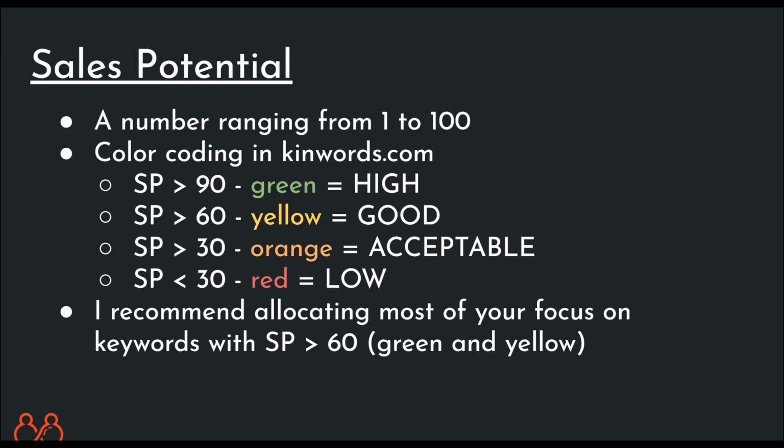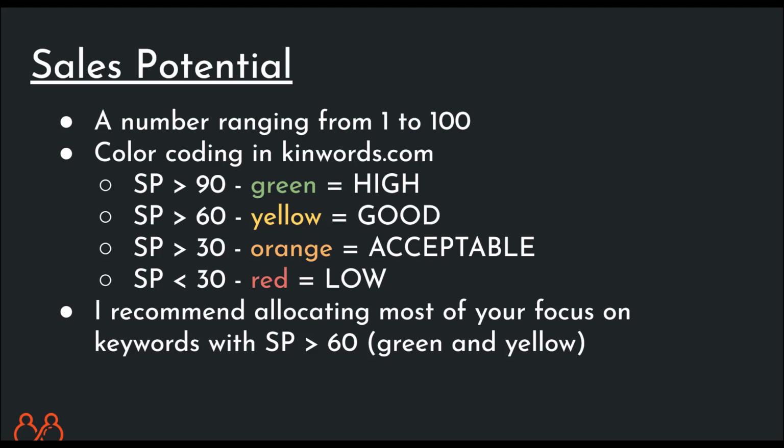Any sales potential higher than 60 is still a good keyword. It's going to be colored with yellow. Anything above 30 is an acceptable keyword. It's nothing amazing, but it can still drive sales. Anything below 30 is going to be a red keyword, and that's going to represent low sales potential.